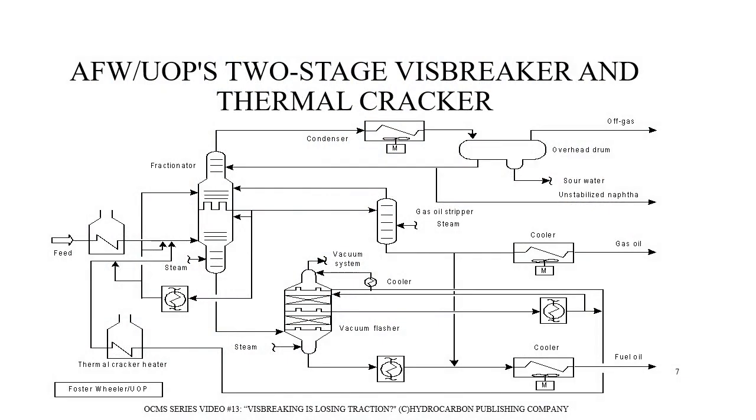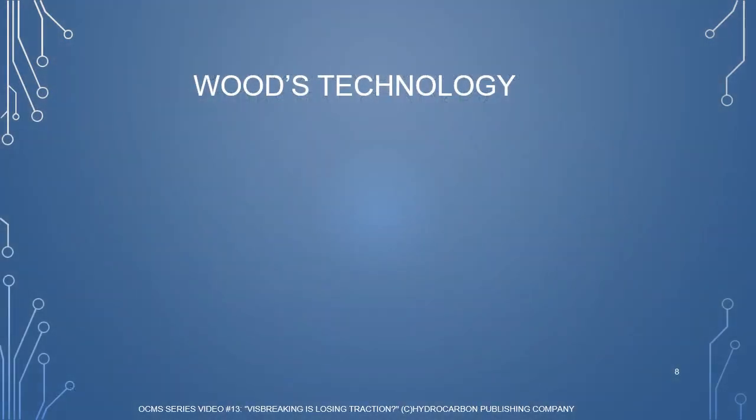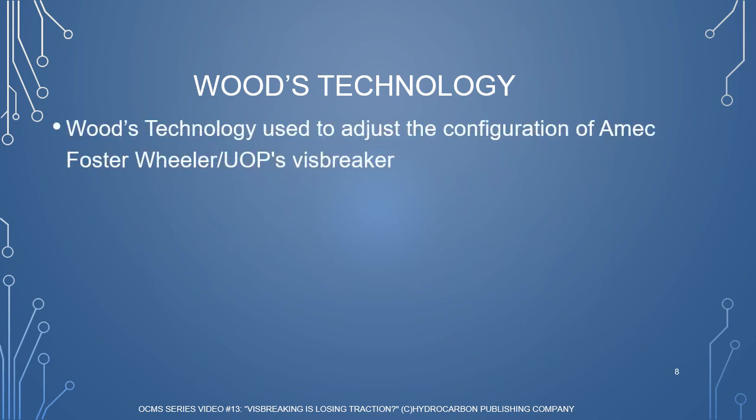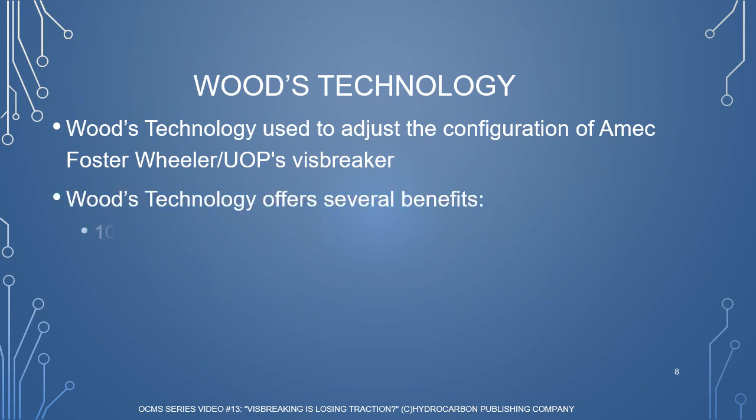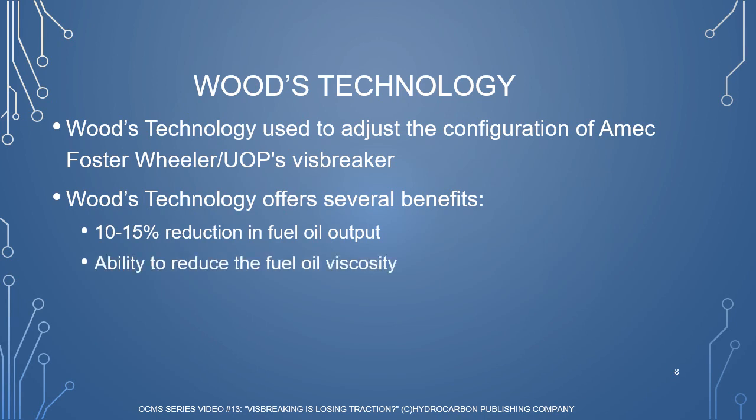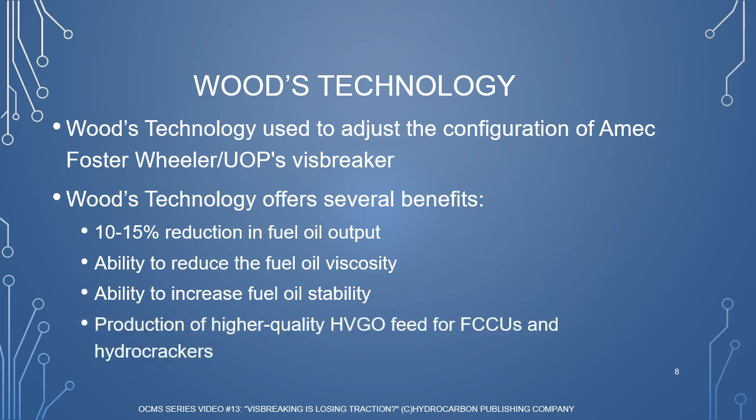This process diagram depicts McDermott Foster Wheeler UOP's two-stage visbreaker. Another innovation available to adjust the configuration of McDermott Foster Wheeler UOP's visbreaker offerings is Wood's technology. According to McDermott Foster Wheeler, Wood's process offers several benefits, including a 10 to 15% reduction in fuel oil output, the ability to reduce the fuel oil viscosity and increase fuel oil stability by blending light and/or heavy cycle oil into the visbreaking residue, and the production of higher quality heavy vacuum gas oil feed for FCCUs and hydrocrackers compared to visbreaking with a vacuum flasher.